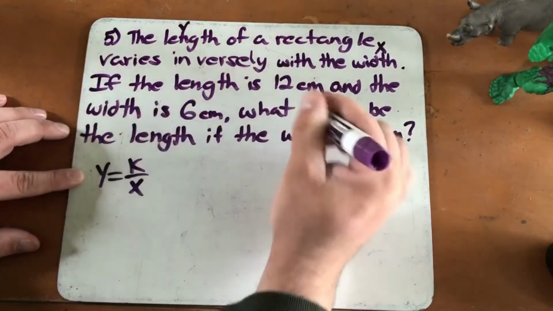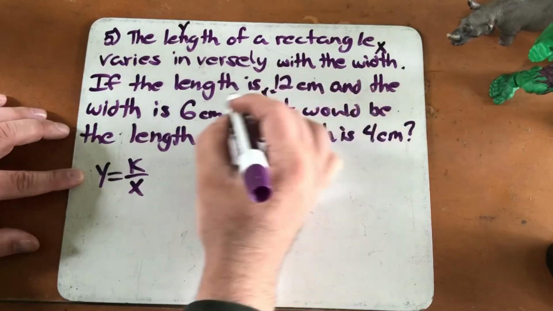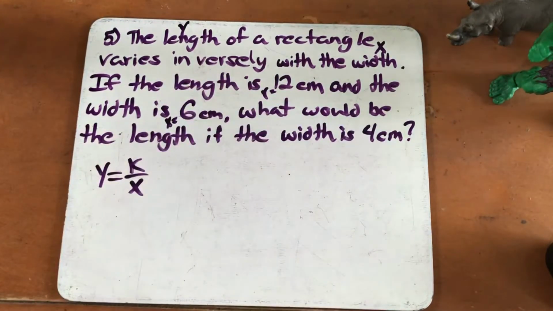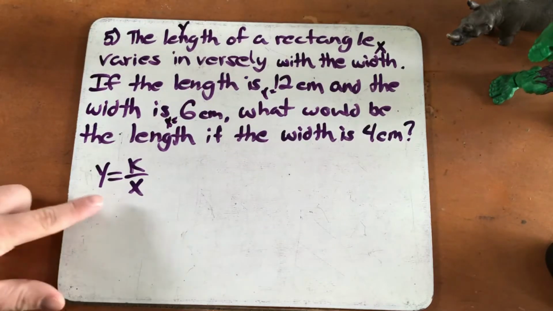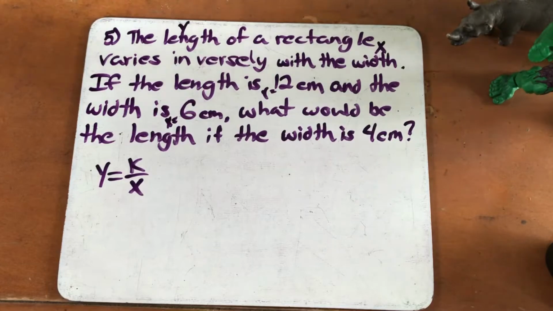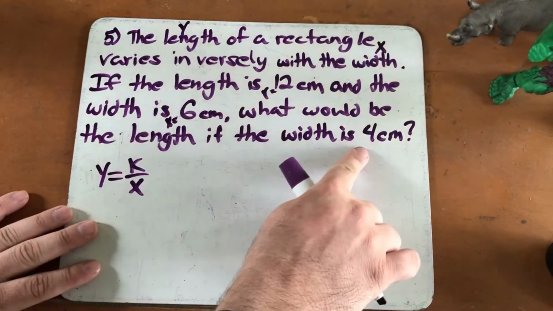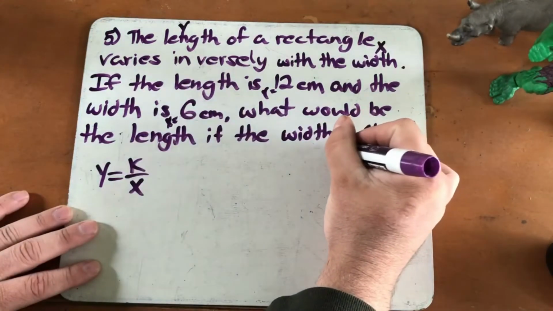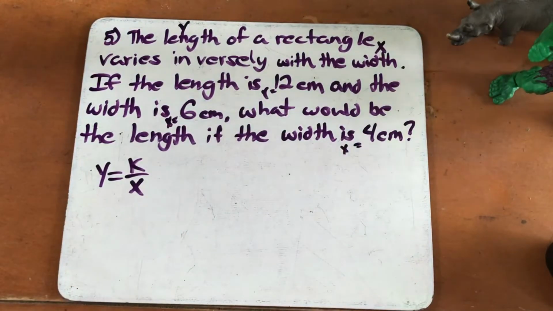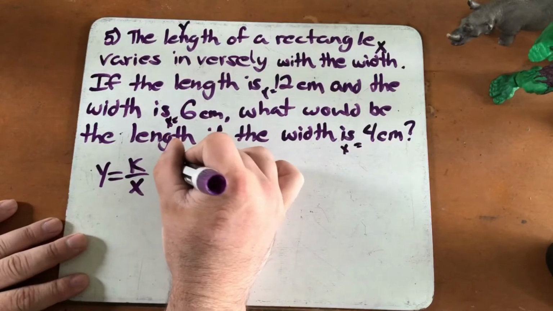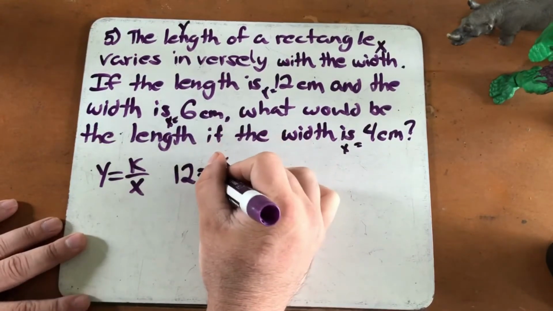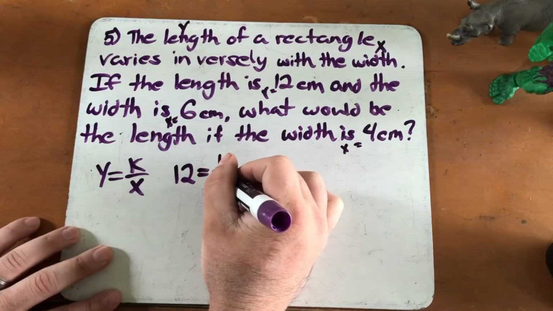All right, so the length is 12, so this is Y equals. The width is 6, this is X equals. I'm gonna plug in for that X and Y, get my constant of variation, and then once I have my constant of variation, I can plug in for 4 centimeters, which in this case is the width, so it is also my later X equals. When I set it up, I have 12 equals K over 6.